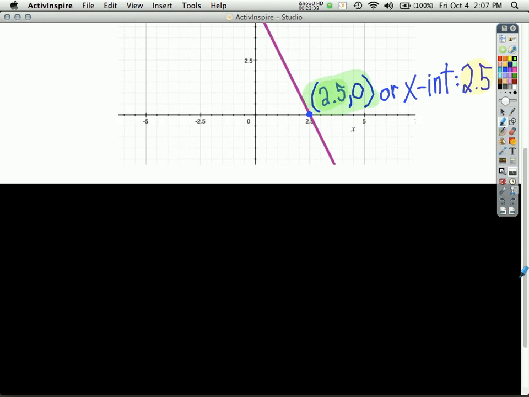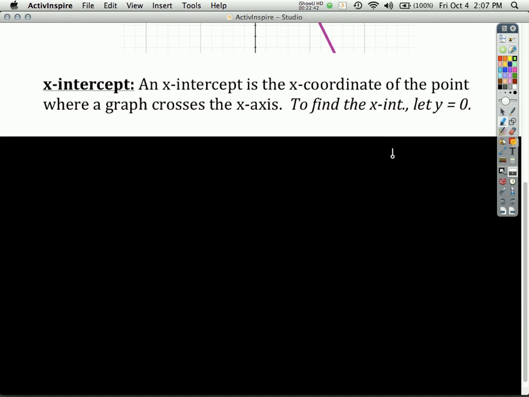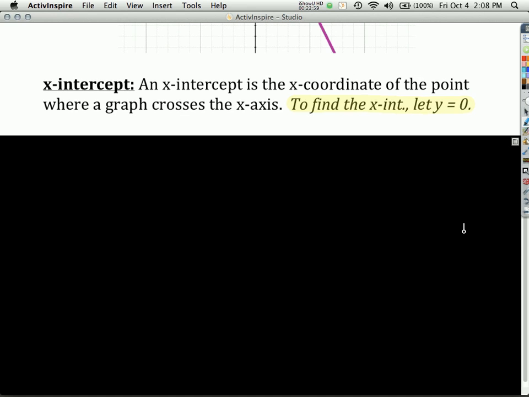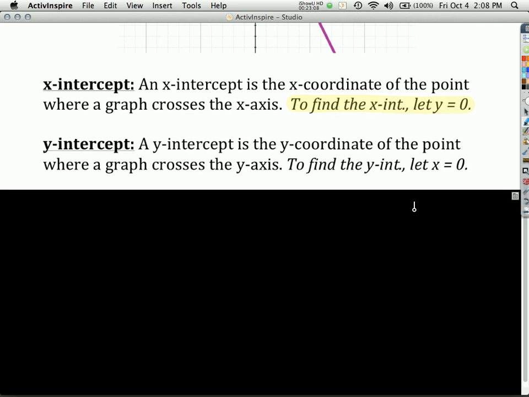So let's put this into words. An x-intercept is the x-coordinate of the point where the graph crosses the x-axis. Here's the important detail. To find it, you turn y into 0. And you're going to see how this is done in a couple of minutes. The y-intercept is the y-coordinate of the point where the graph crosses the y-axis. The key piece of information to pull away from this: to find the y-intercept, turn x into 0.